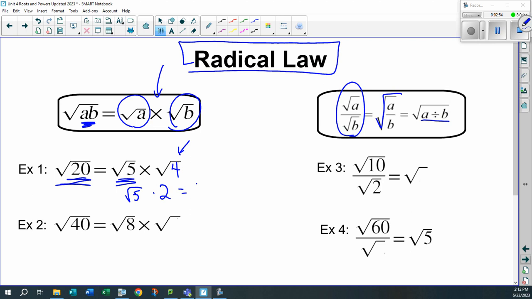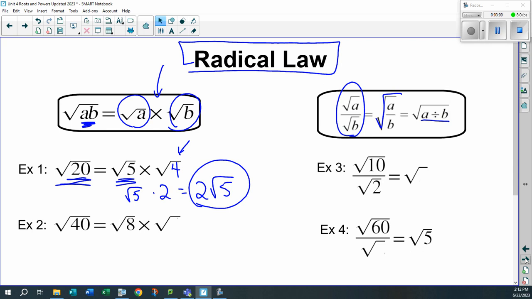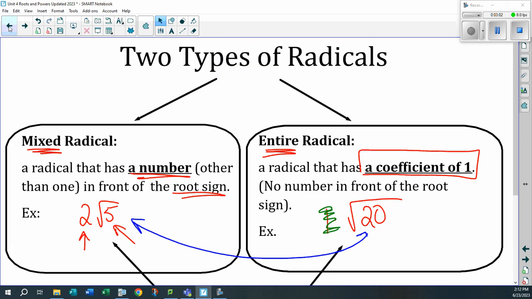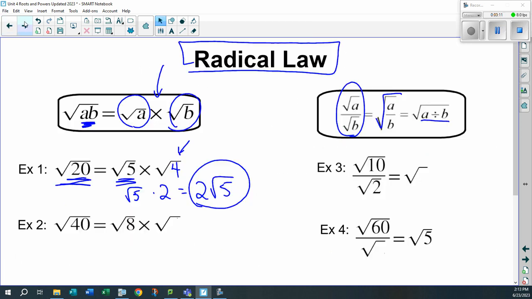Do you remember this mixed radical from the question before? Yes, it's there. Check it out. Look, there's 2 root 5. There's the root 20. That's where it came from. Oh my gosh, that's amazing, Mr. Prima. Yeah, I know.